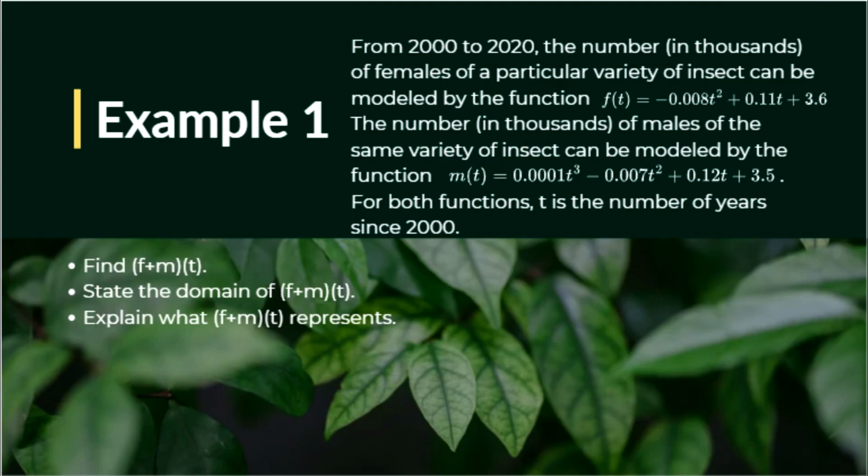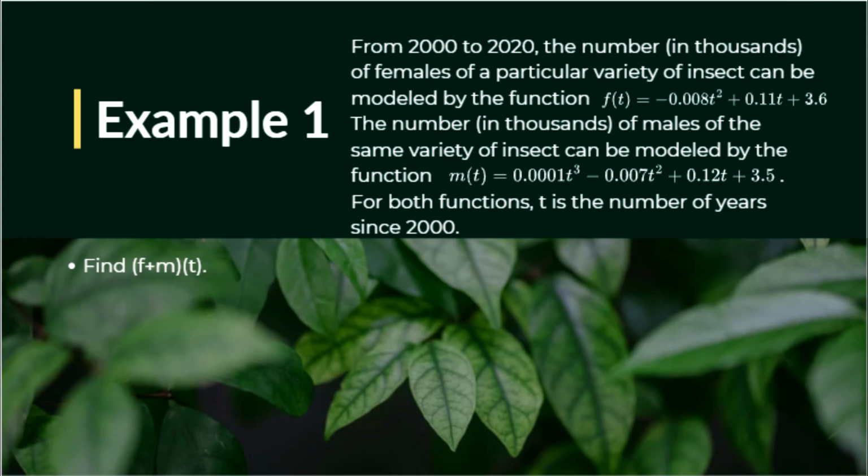Okay, here's example 1. From 2000 to 2020, the number in thousands of females of a particular variety of insect can be modeled by the function f of t. The number in thousands of males of the same variety of insect can be modeled by the function m of t. For both functions, t is the number of years since 2000. So they want us to find f plus m of t, state the domain, and explain what it represents. Okay, we're going to do this together, don't panic. So the first thing is to find f plus m of t.